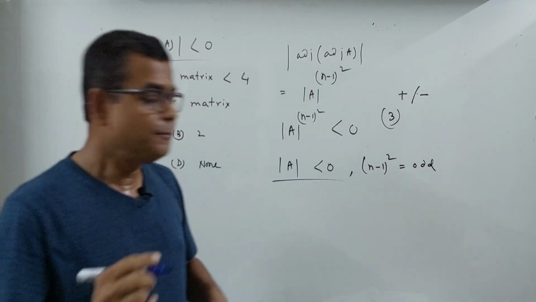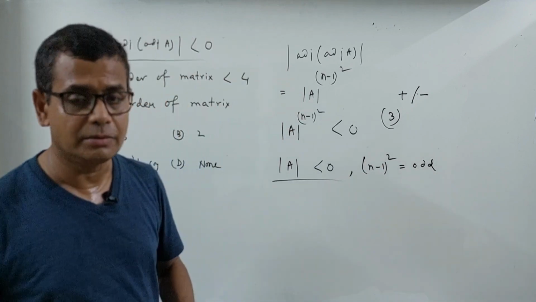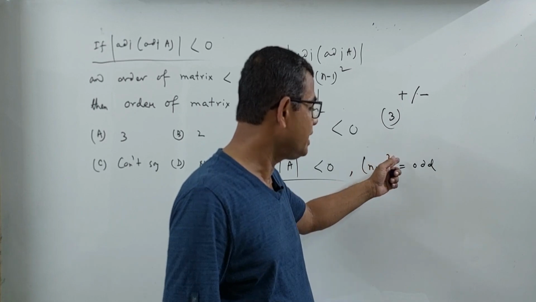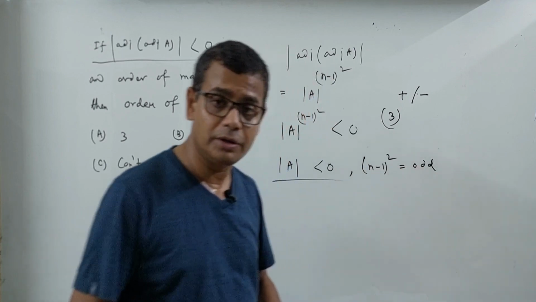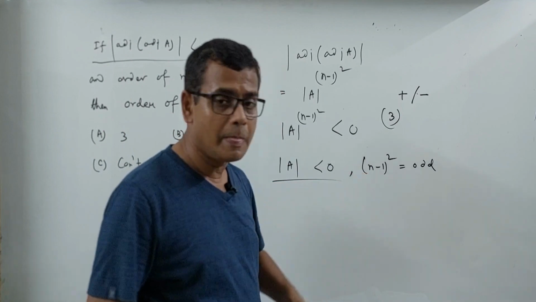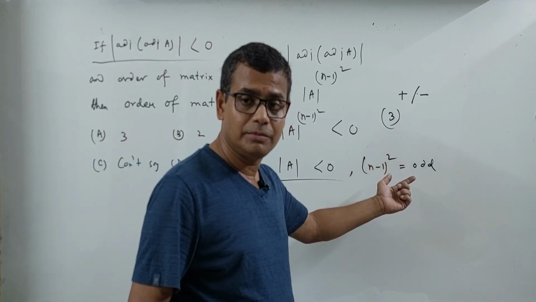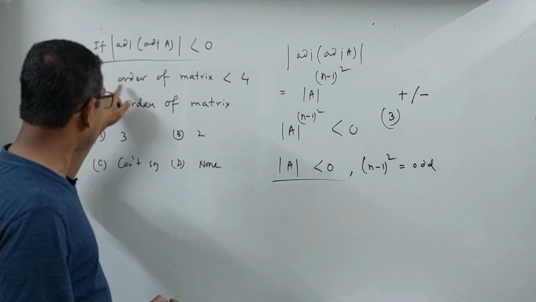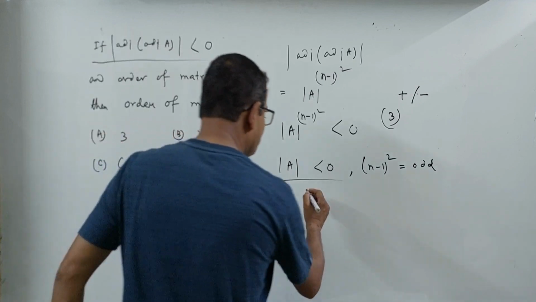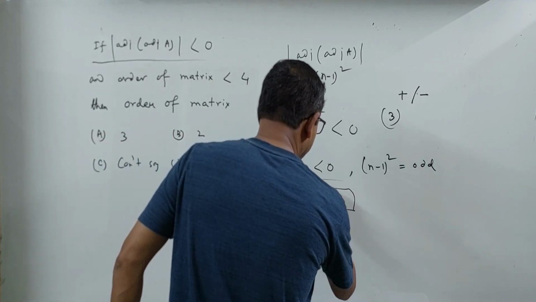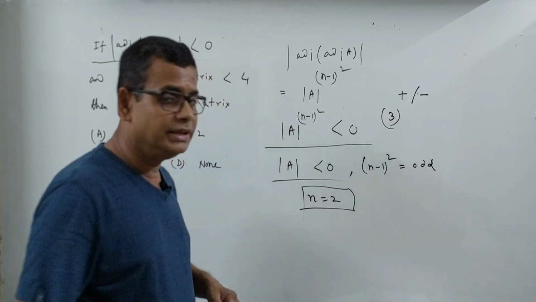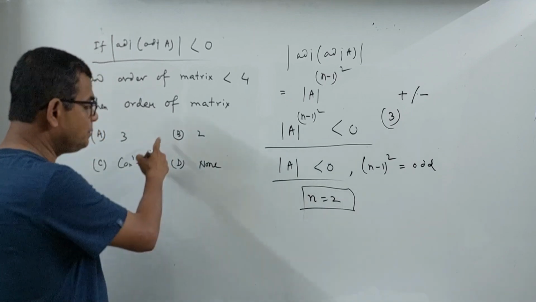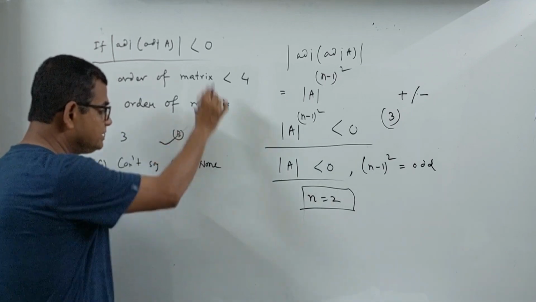If you put n equal to 2 here, you get 2 minus 1, that is 1, 1 square, you get 1, and 1 is odd. If you put n equal to 3, 3 minus 1, that is 2, 2 square is 4, and 4 is not odd. And it is already said the order of matrix is less than 4. So you put n equal to 2, and this inequation is true for n equal to 2. Now, which of the following options is correct? B is the right answer.